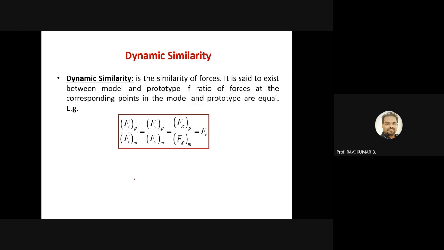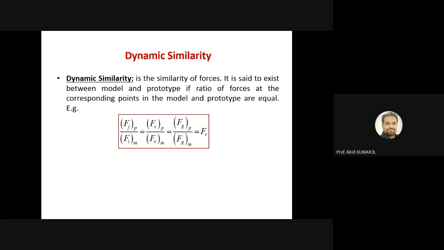Last one is called dynamic similarity. When we are talking about dynamic similarity, we'll be talking about the force causing that motion, right? But in kinematics, we were not considering the force, only velocity and acceleration. So dynamic similarity is the ratio of basically forces. It is said to exist between model and prototype if the ratios of forces at corresponding points in model and prototype are equal.